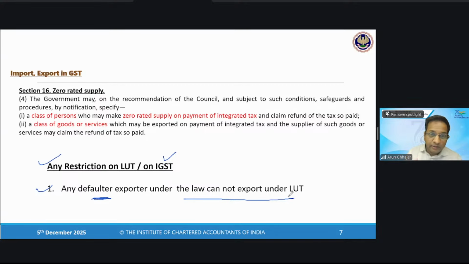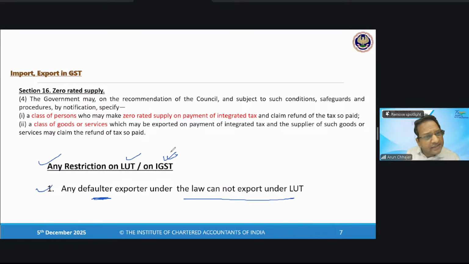One restriction. Any other restriction on any class? You cannot do the export on LUT or you cannot do the export on IGST. Any idea? See, one restriction we have discussed, that if someone is a defaulter, he cannot do the export under LUT. He has to do the export either on payment of IGST or under bond, if without payment of IGST. He cannot do the LUT route.